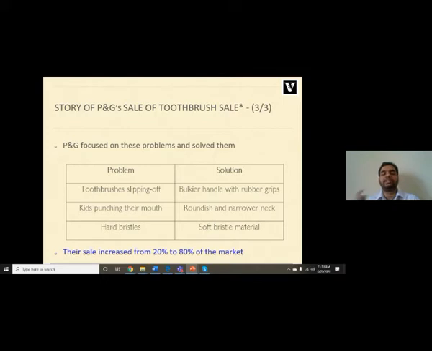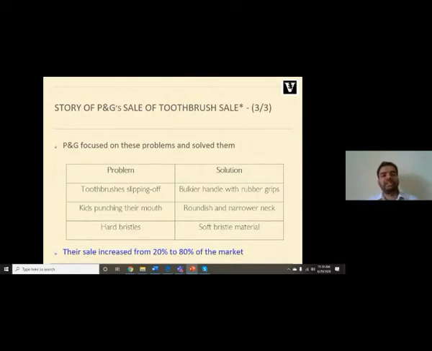What they did is they created a roundish and narrower neck. So why roundish and narrower? Because they cannot train individual kids not to hold the brushes from the neck. So in order to make it very intuitive for the kids, they created the neck as roundish and narrower, such that it actually resembles a neck. And all of us, even in our childhood, know that we should not hold anything by its neck, right? So then kids avoided punching their mouth because they stopped holding the brush from its neck.